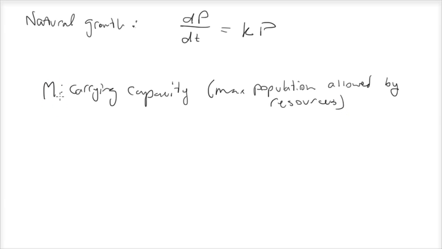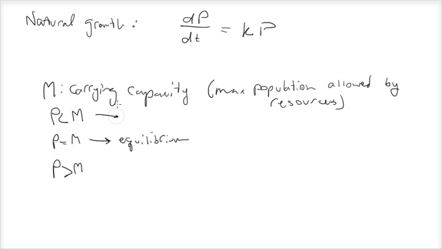So if the population is less than M, so we've got P is less than M, then the population will continue to grow. And if the population is equal to M, the population will stop growing. And if the population is greater than M, the population will actually decrease until it reaches M. So when P equals M, we call that equilibrium.